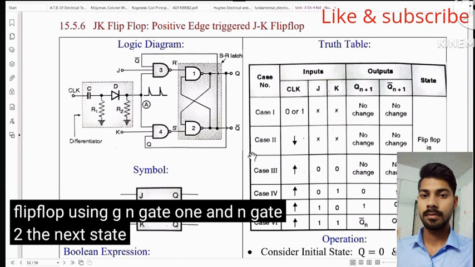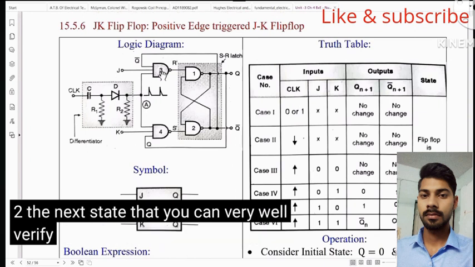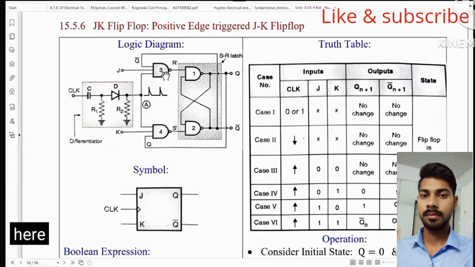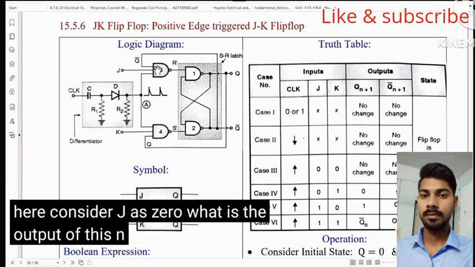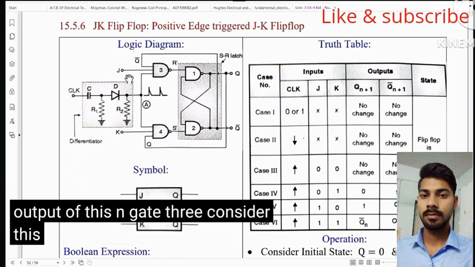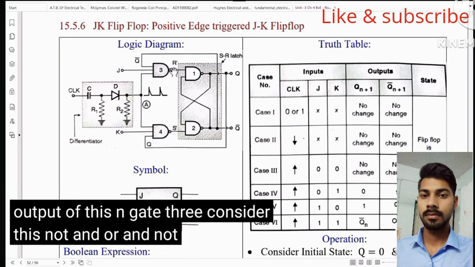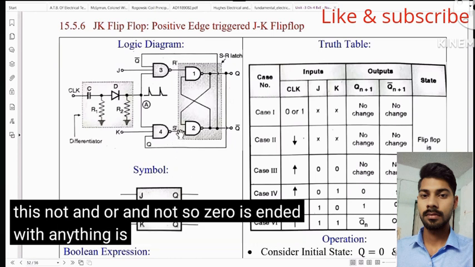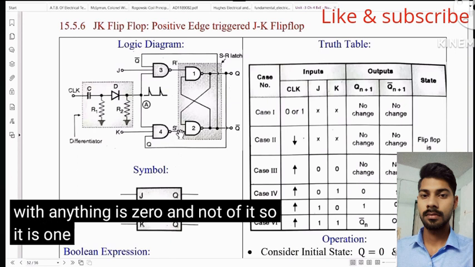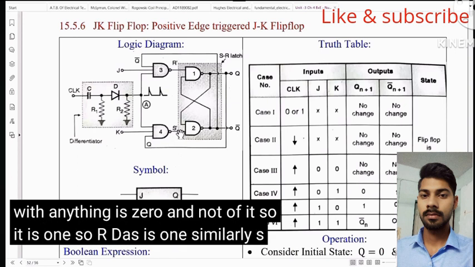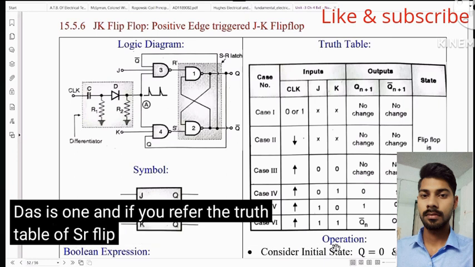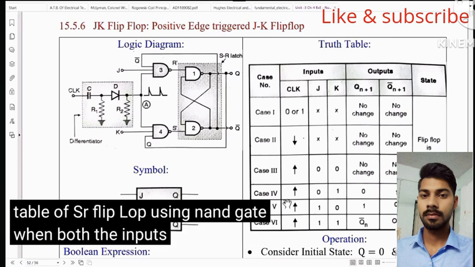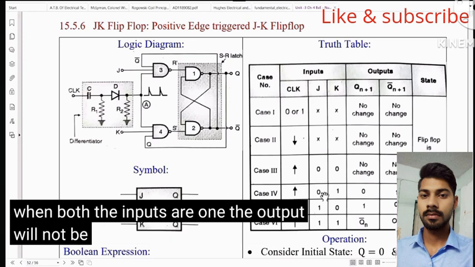The next state you can very well verify here. Consider J as 0. What is the output of this NAND gate 3? Consider this NOT AND, or AND NOT. So 0 ANDed with anything is 0, and NOT of it is 1. So R dash is 1. Similarly, S dash is 1. And if you refer to the truth table of the SR flip-flop using NAND gates, when both the inputs are 1, the output will not be changed.